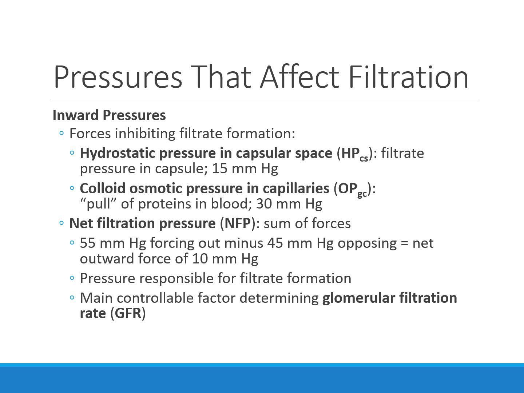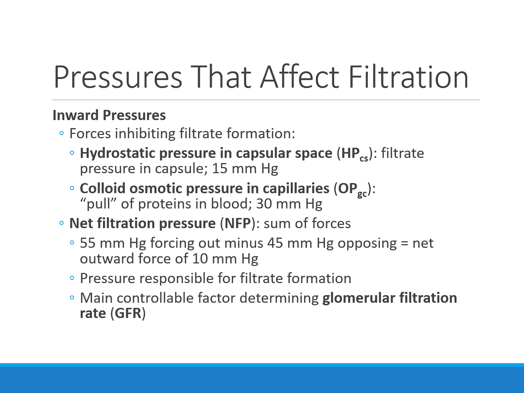keeping it from being pushed out, or the inward pressures, the sucking, keeping it from going back out. These are the ones that are inhibiting the formation of filtrate. So the hydrostatic pressure in the capsular space, which is about 15 millimeters of mercury, and then the pulling of the proteins that are in the blood, which is about 30 millimeters of mercury. And so between the pushing and the pulling, we create what's called the net filtration pressure, or the NFP, which is the sum of those forces.